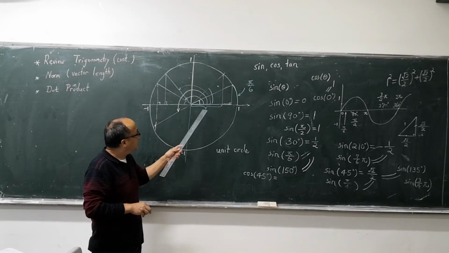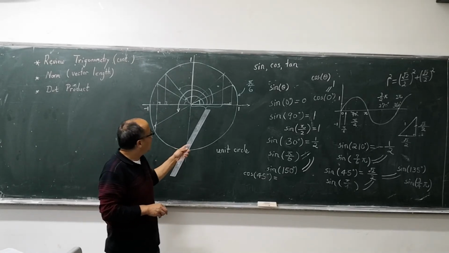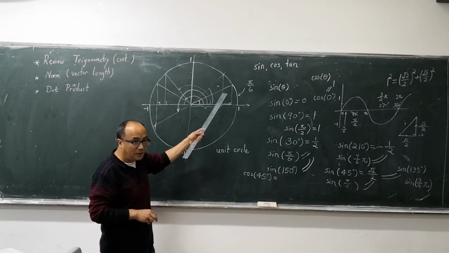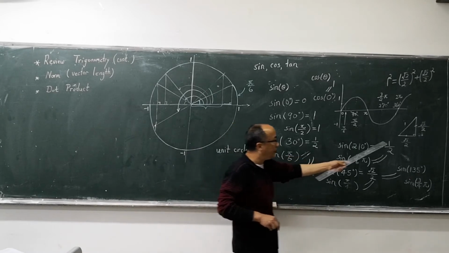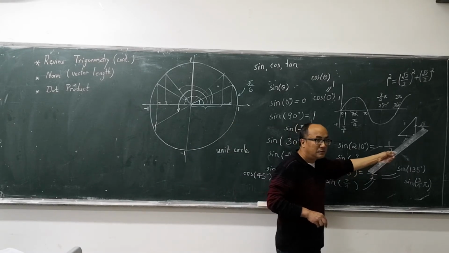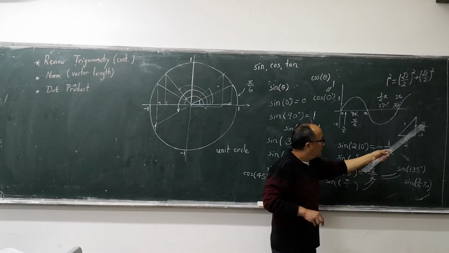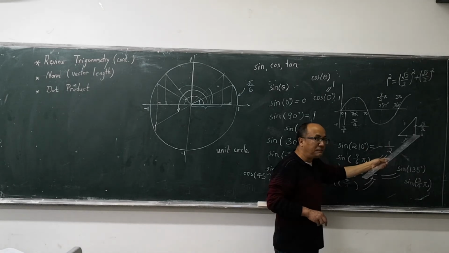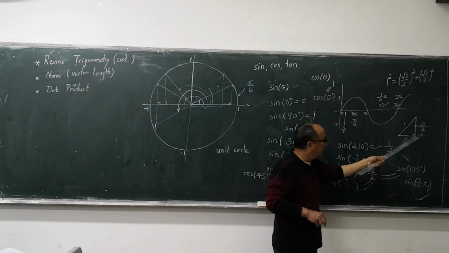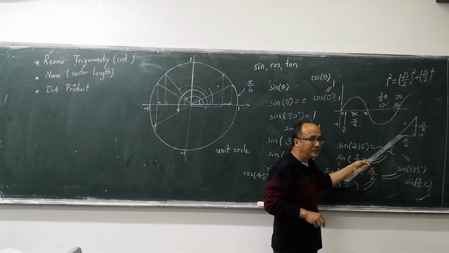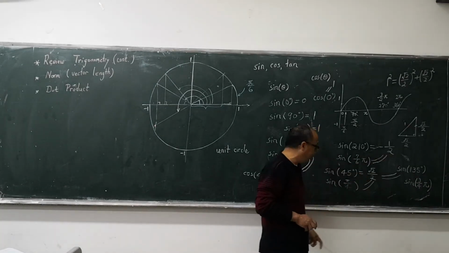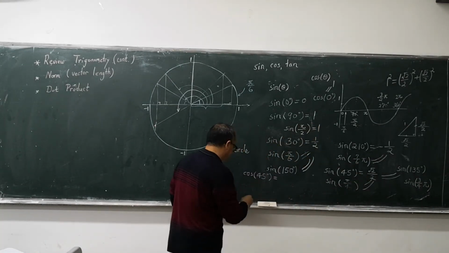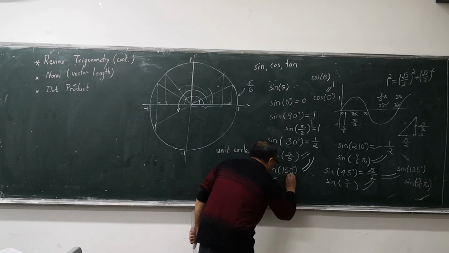For 45 degrees, this part and this part are equal. So this is sine 45 degrees. This is cosine 45 degrees. The values accidentally are the same. Okay, I use this blue one.